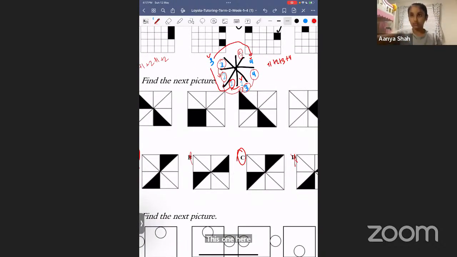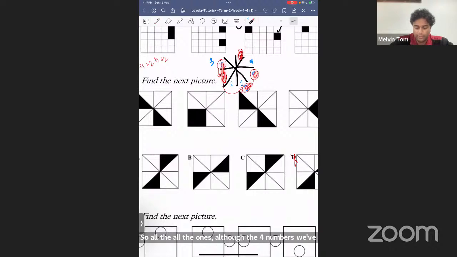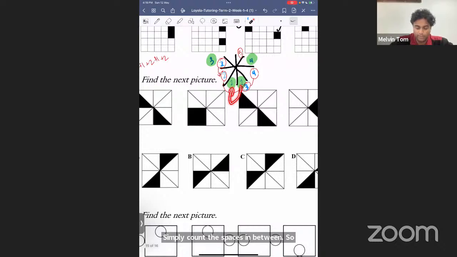So the way you would do it is, as you can see here, I've circled the ones we've used so far, right? All the 4 numbers we've used, I've circled them. So we're left with these numbers here. To highlight it, I would use this green here. We're left with this, this, this, and this. Just simply count the spaces in between. So between 1 and 2, it's plus 1. 2 and 3, it's plus 2. And then 3 and 4 is plus 3. So next one should be plus 4. So 1, 2, 3, 4 should be here.